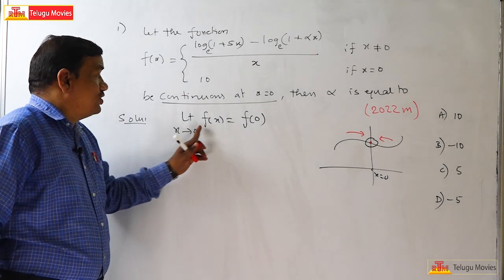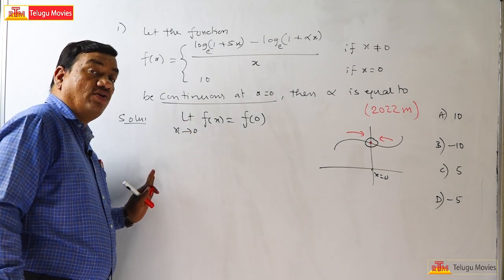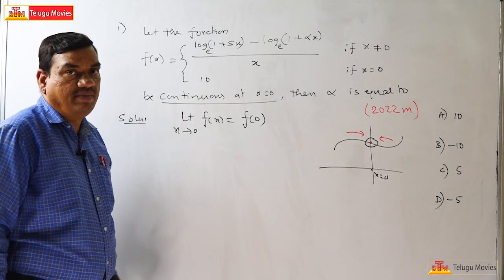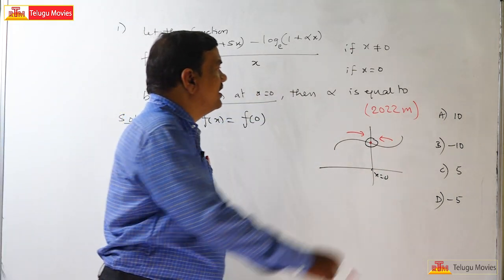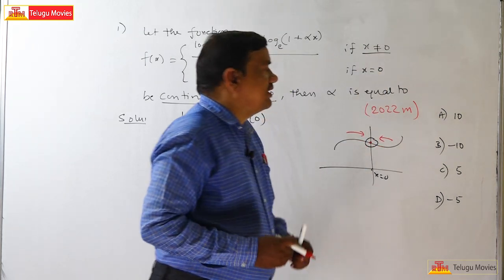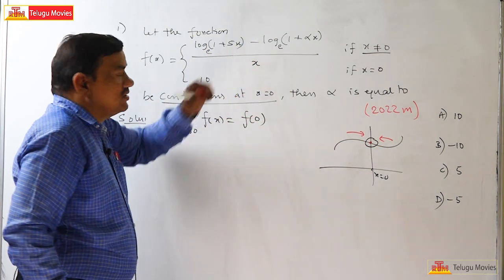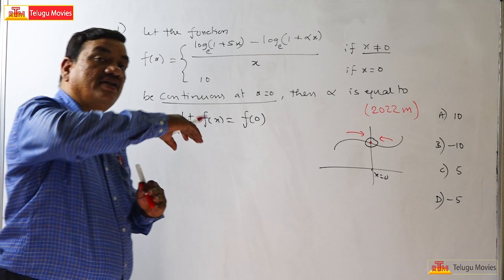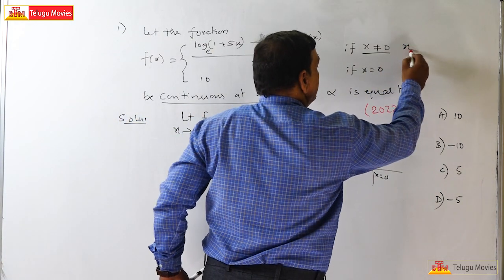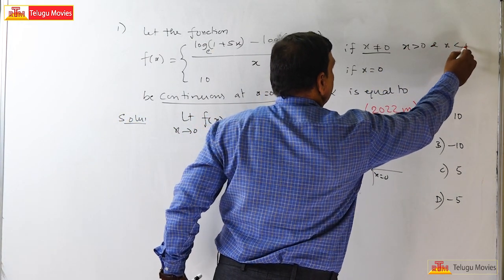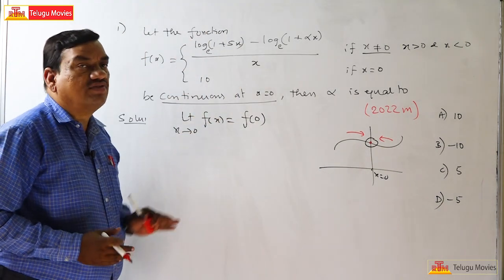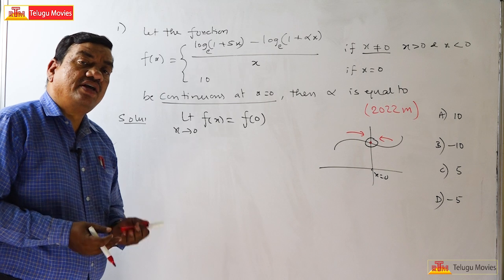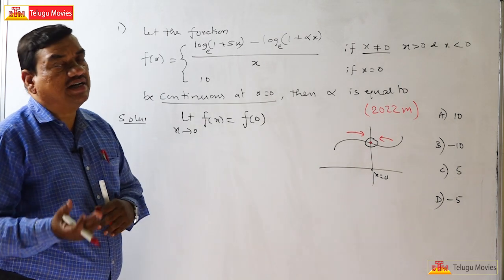So to find limit x tends to 0 of f of x, we have to find the left hand limit and right hand limit. Observe here, when x is not equal to 0, that means the same function is defined for x greater than 0 and x less than 0. For both x greater than 0 and x less than 0, the function is defined the same. That's why no need to find left hand limit and right hand limit.